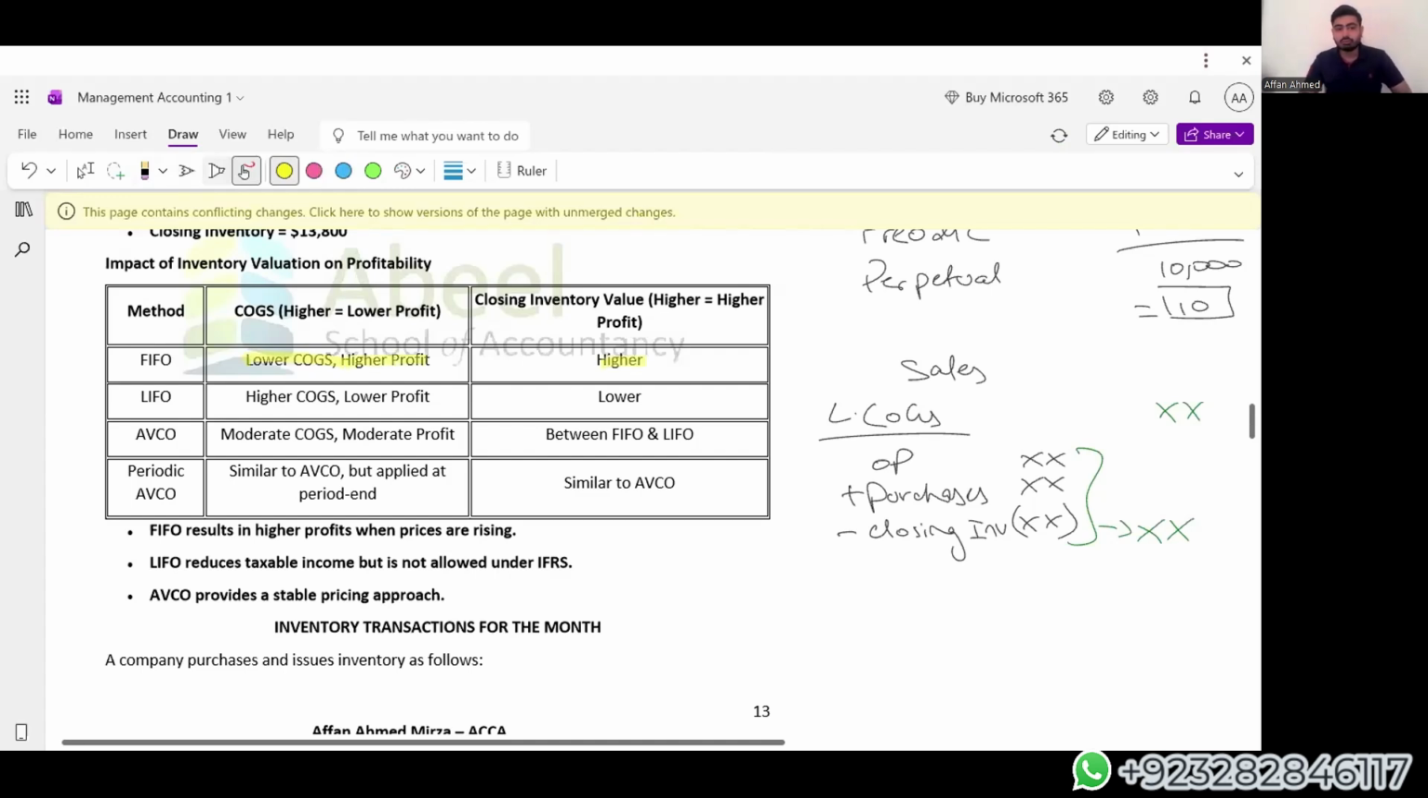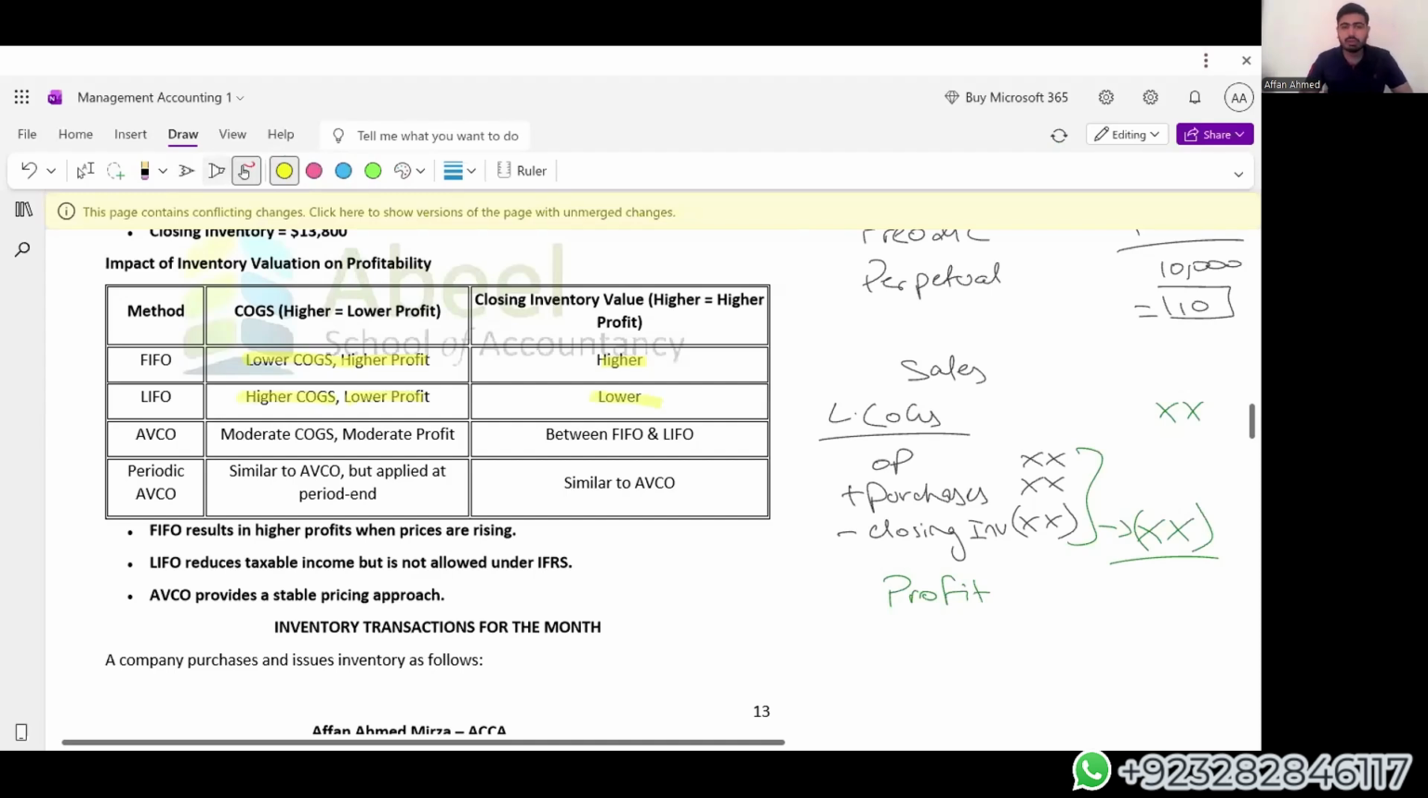Now, if you talk about LIFO, that's the complete opposite of it. The closing inventory is the inventory that is bought the earliest. That means we are having the inventory that was bought first, so that would be the lowest price. So lowest closing inventory means a higher cost of goods sold. A higher cost of goods sold, when subtracted from your sales, is going to result in a lower profit. So: higher cost of goods sold, lower profit, and inventory would be lower.